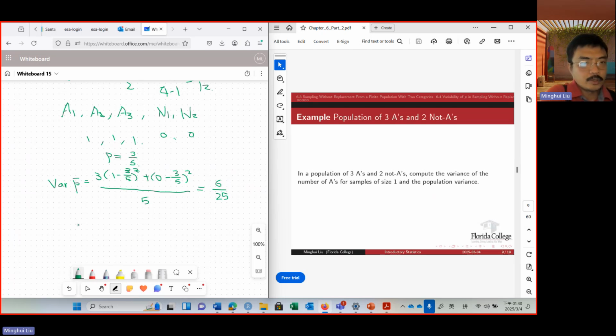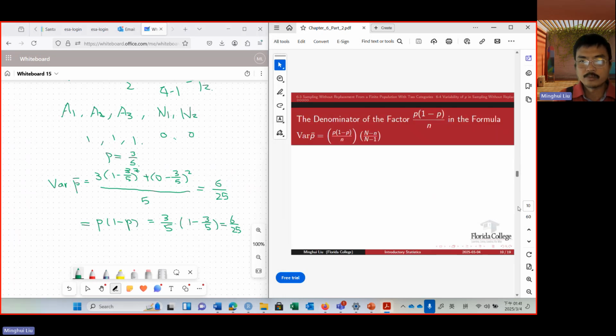But on the other hand, we can do a different calculation. It should also be equal to p times 1 minus p. This is the population variance. So when p is equal to 3/5, and then 1 minus p, of course, is 1 minus 3/5, the total answer would also be 6/25. As you can see, the second calculation is easier, simpler than the first one, so it's recommended. But if you want to use the first one, you should get the same result.